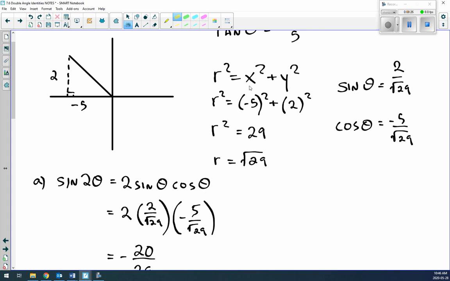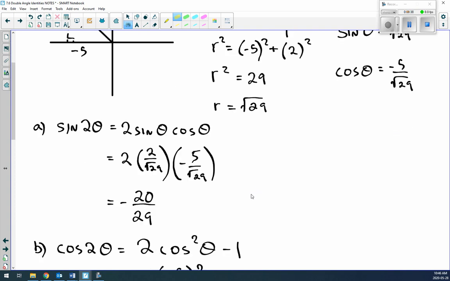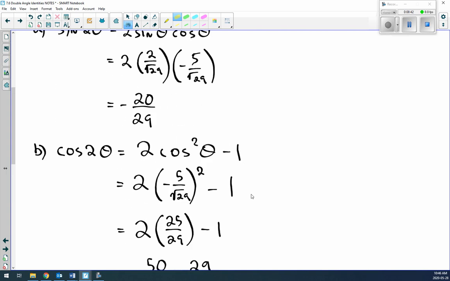So we know what the tangent is, negative 2 over 5. Let's find the sine. The sine is opposite over hypotenuse, so 2 over root of 29. Cosine, hey, careful, that's negative, so negative 5 over root of 29. Well, now we can use that to answer a bunch of questions. We can find sine 2 theta, cosine 2 theta, and tan 2 theta.